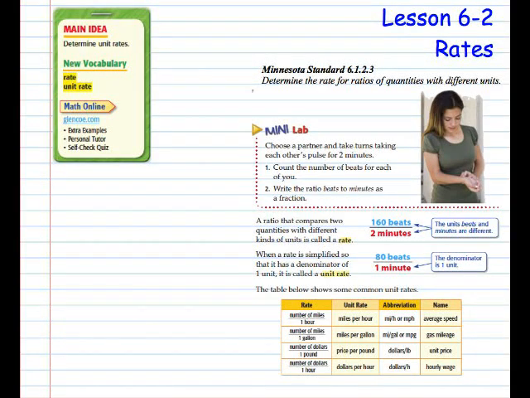This is lesson 6.2, rates. Choose a partner and take turns taking each other's pulse for 2 minutes. Count the number of beats for each of you. Write the ratio beats to minutes as a fraction.